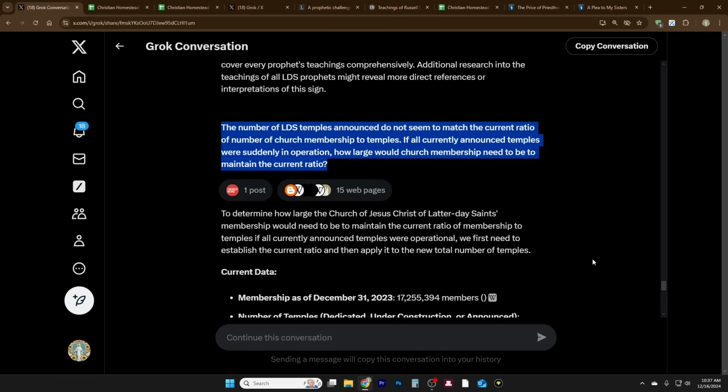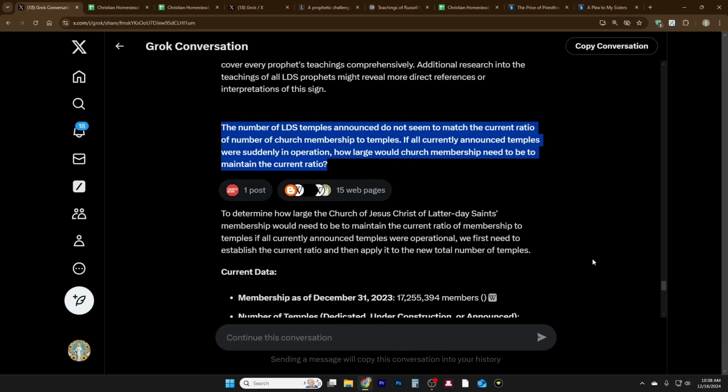I asked, the number of LDS temples announced do not seem to match the current ratio of number of church membership to temples. If all currently announced temples were suddenly in operation, how large would the church membership need to be to maintain the current ratio?